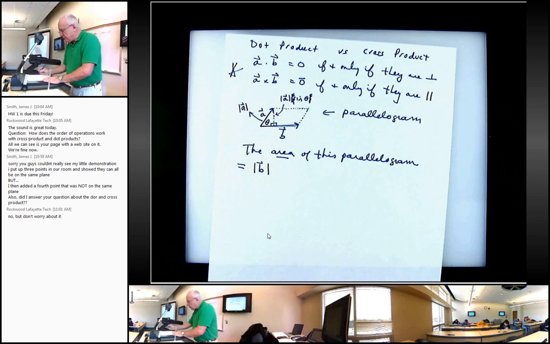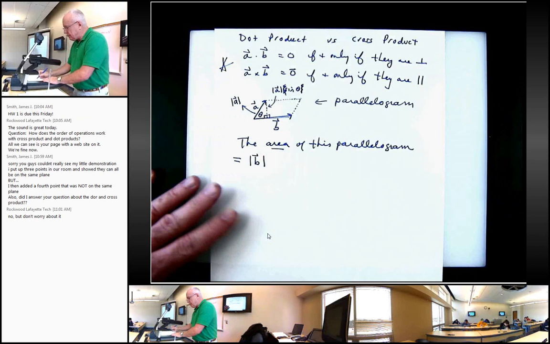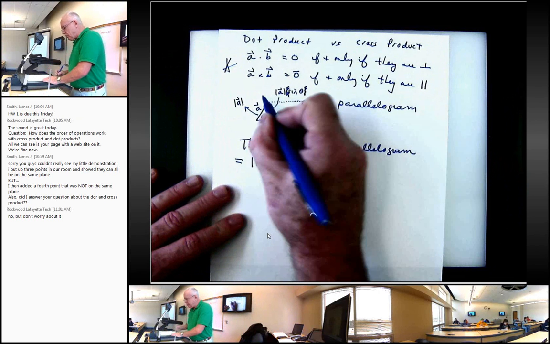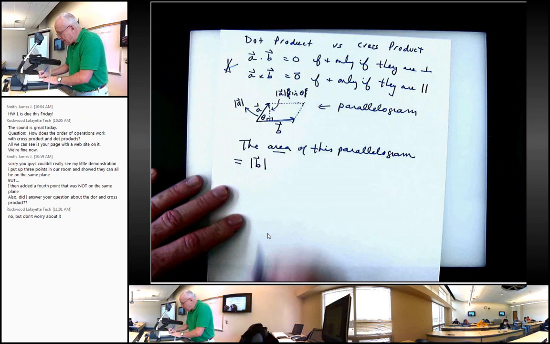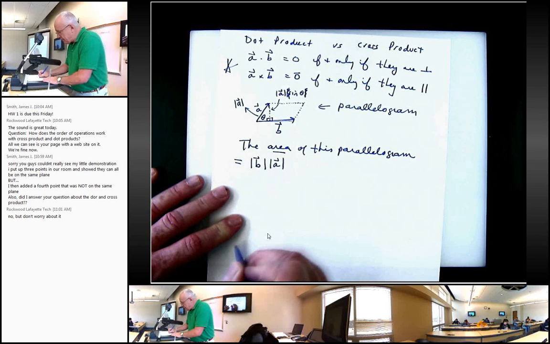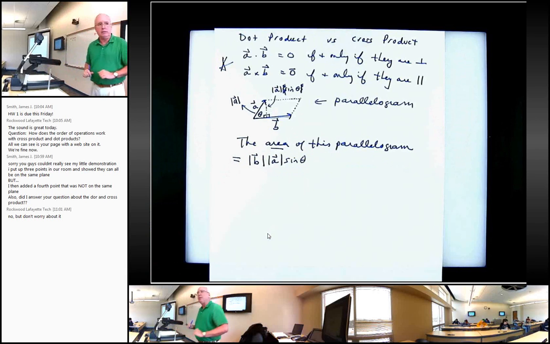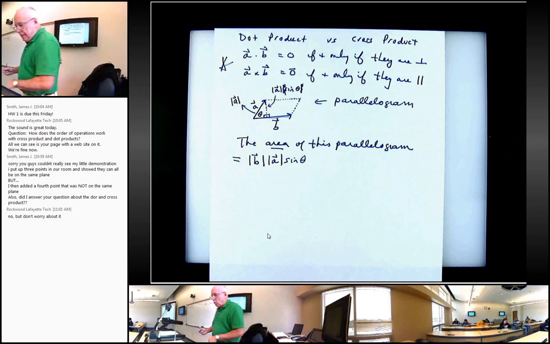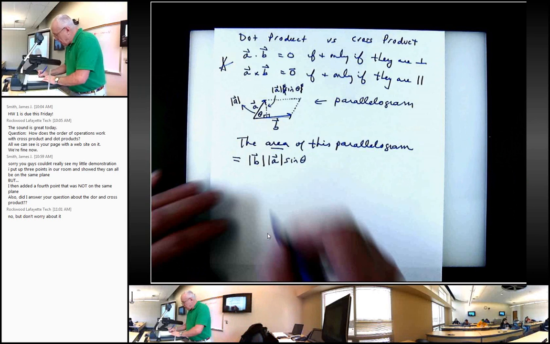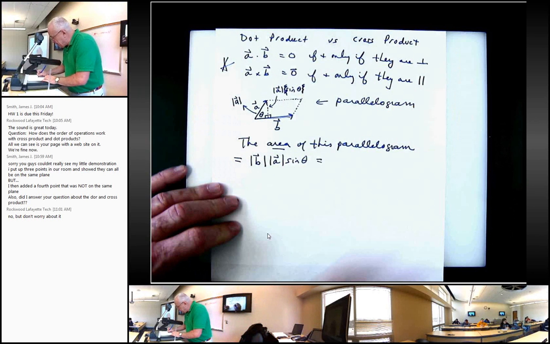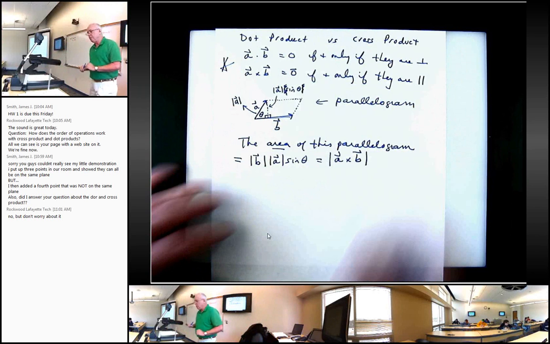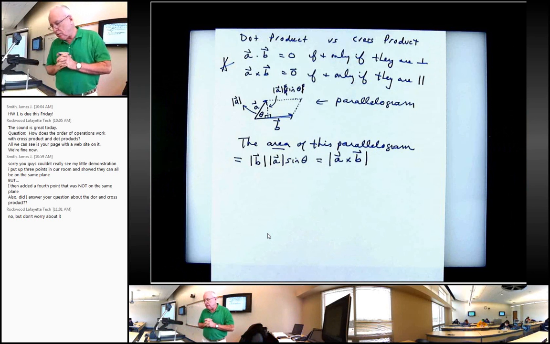So let's look at this. The area of this parallelogram then, that's the length of that base, the magnitude of B, times the magnitude of that height, which is the magnitude of A, times the sine of that angle theta. Well, that's exactly the formula for the length of the cross product, that we had seen earlier.